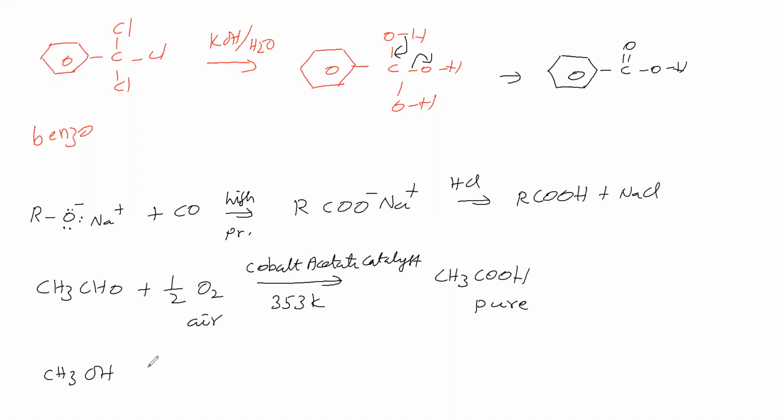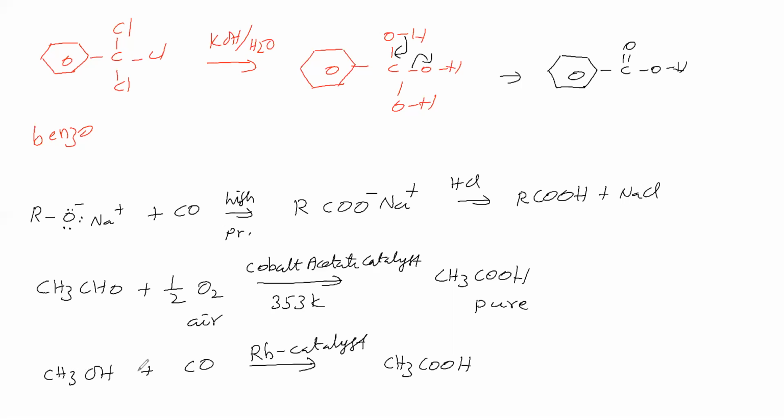Next we will take methyl alcohol. This methyl alcohol we will treat with carbon monoxide. What is the catalyst we are taking? Rhodium catalyst we will take. Now, this methyl alcohol with carbon monoxide, what we are getting is acetic acid.